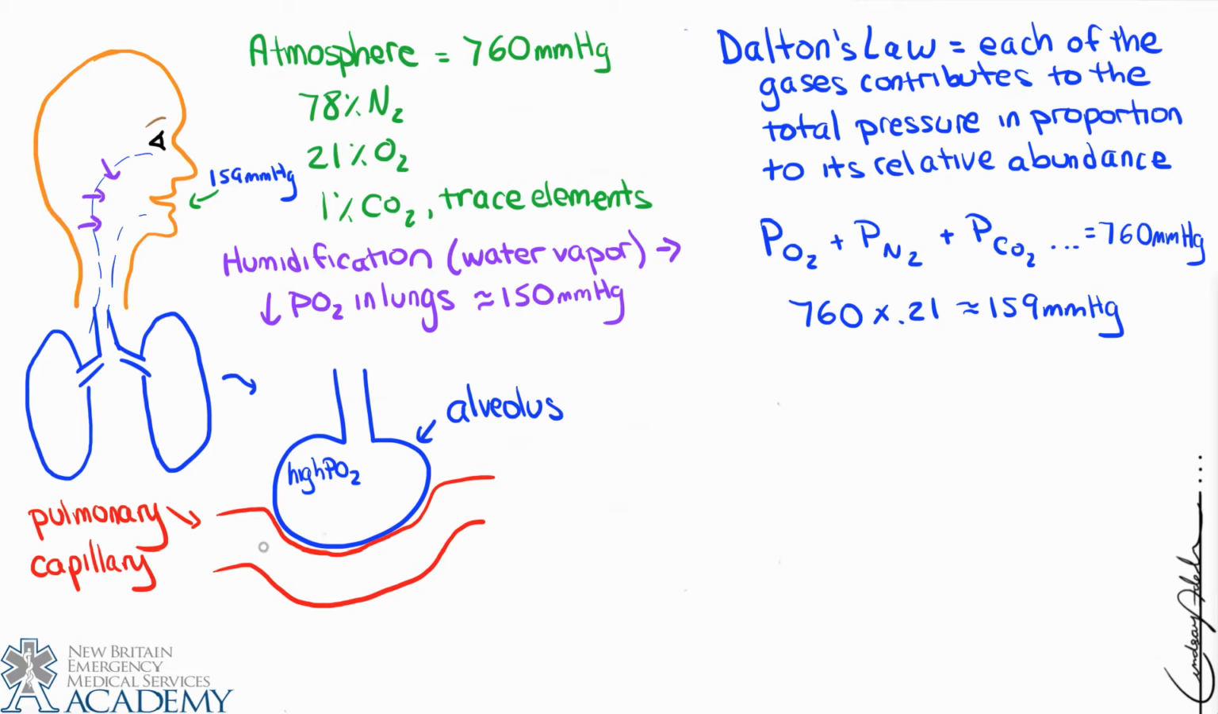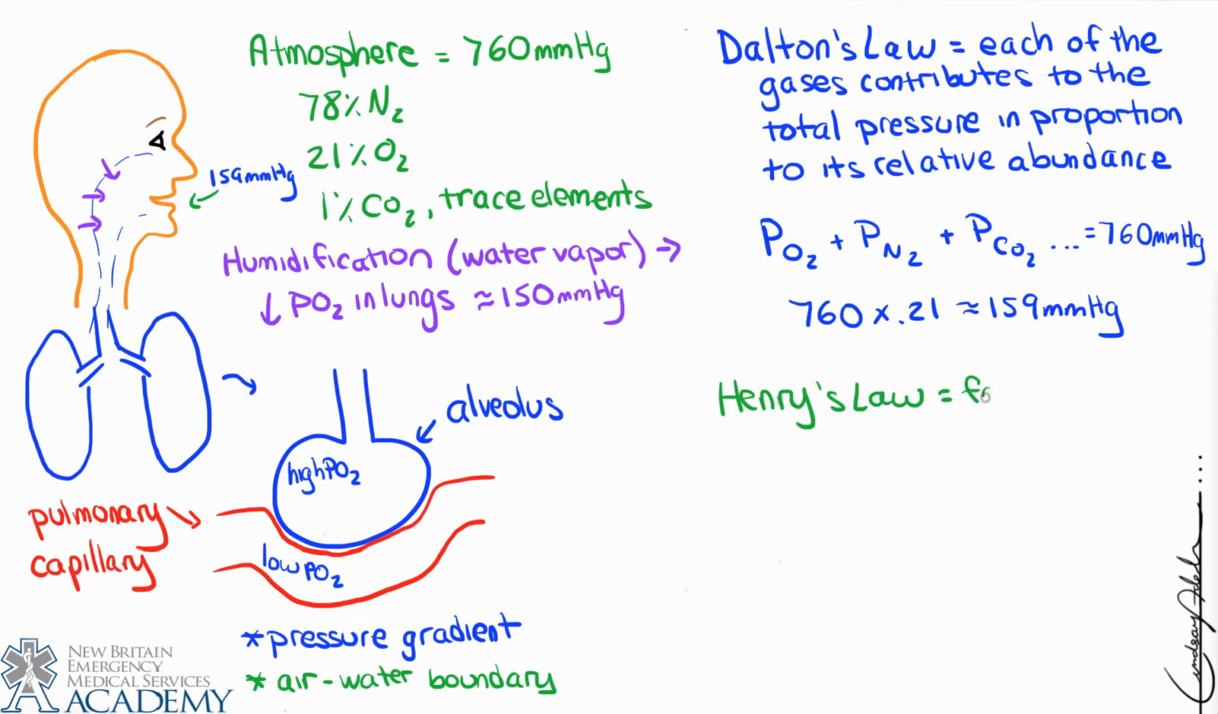So the pulmonary capillary is carrying a lot less oxygen, so in comparison it's going to have a low partial pressure of oxygen. So what we know is that there's a pressure gradient that exists between the alveolus and the pulmonary capillary, right? If there's a pressure gradient, then the gas naturally will want to eliminate the gradient. The other thing we have to consider in this particular case is that we have an air-water boundary. The alveolus contains air, and the pulmonary capillary contains water. So it's a little bit different than moving simply from one gas compartment to another gas compartment. The gas actually has to dissolve in the water in order for this to work.